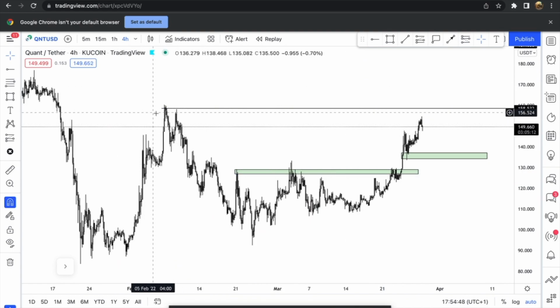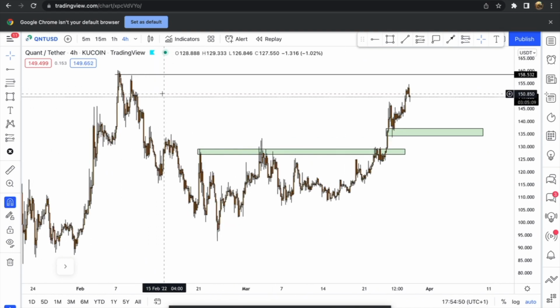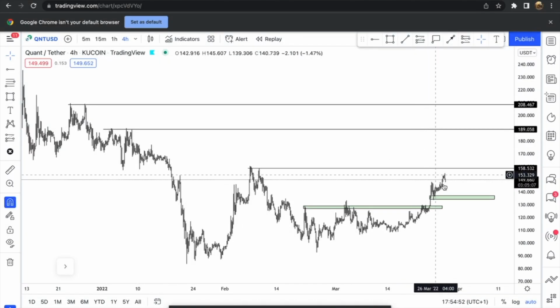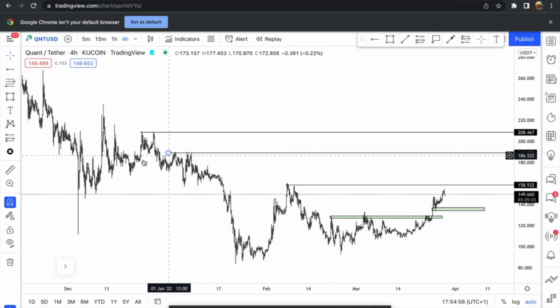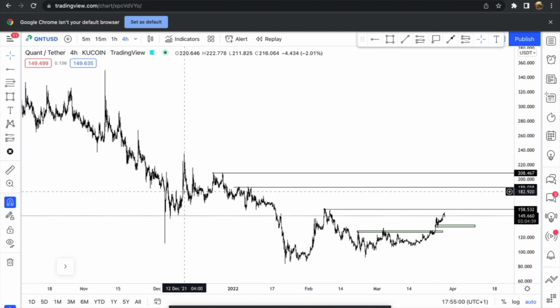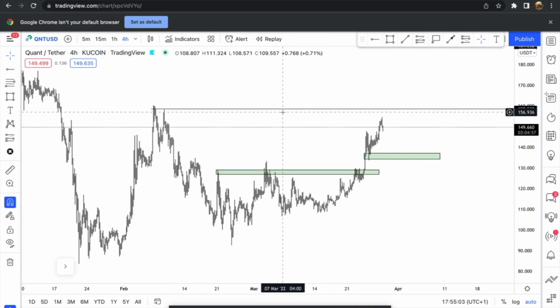Anyway, for Quant though, I will be looking for price to push into this area and see how we react from that. And then of course, if you start to get that breakout at this level, then you can really start looking for these next levels of resistance that we'll be running into. That's it though, I'm not going to say much more.